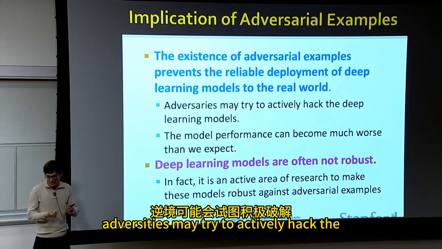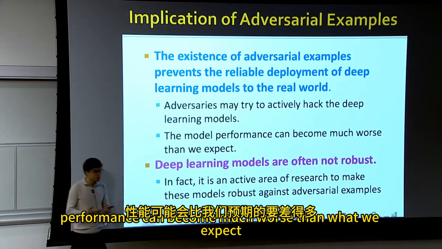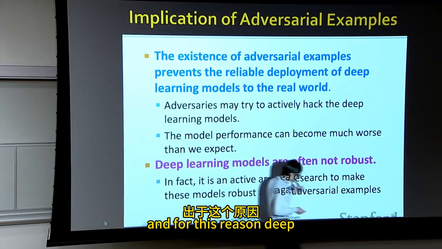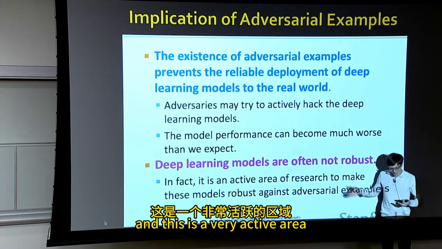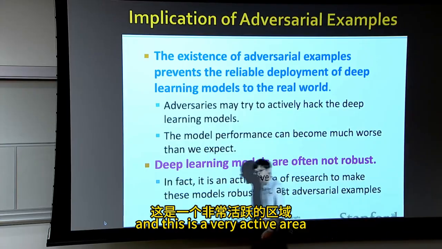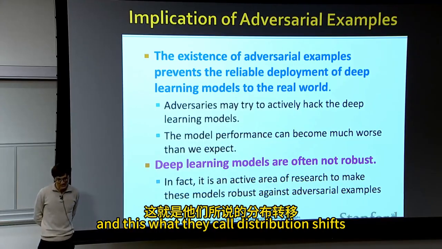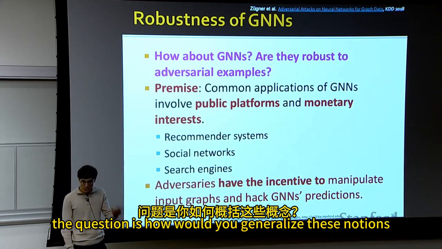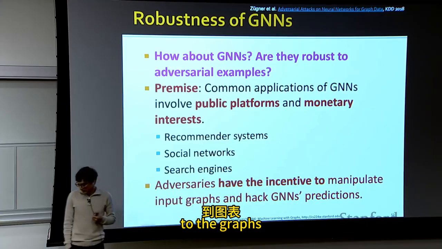Adversaries may try to actively hack the deep learning model. The model performance can become much worse than what we expect. For this reason, deep learning models are often not robust, right? And this is a very active area of research, to think about robustness and what they call distribution shifts. So the question is, how would you generalize these notions to graphs?